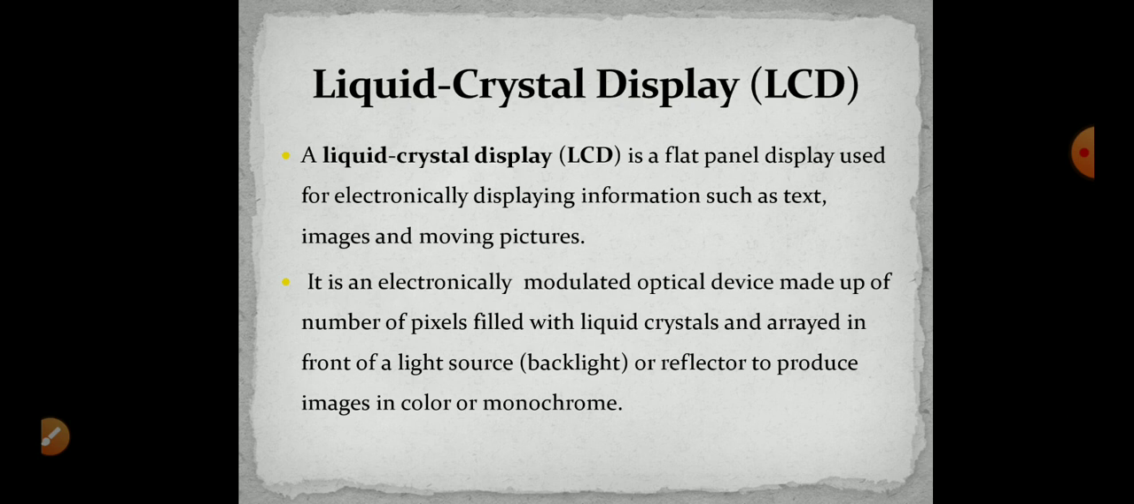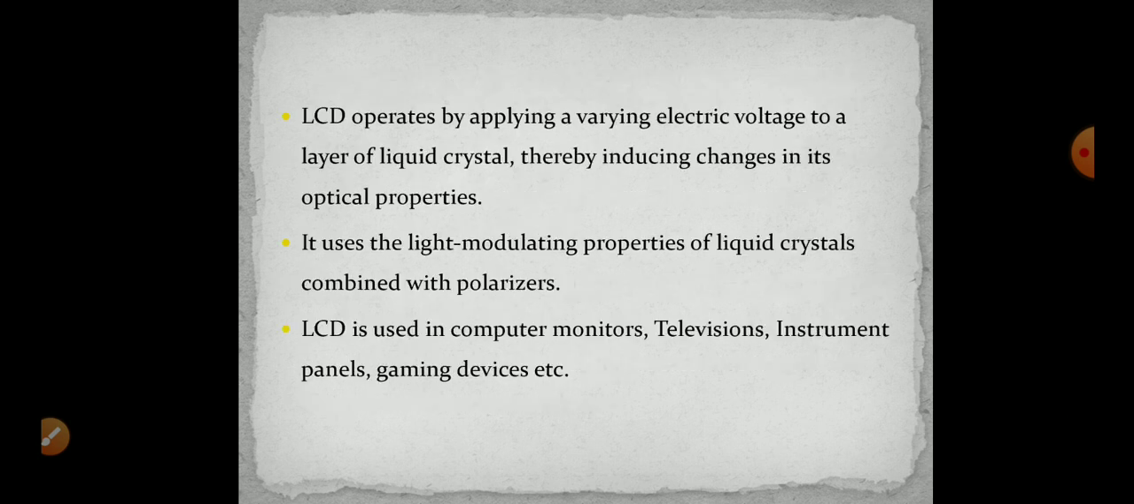Here the LCD panel is placed in front of the light source, meaning the backlight or reflector, which produces the images in color or monochrome. Monochrome means the grayscale distribution. Mainly black and white colors come under monochrome images. Black and white means shades of gray level, and in color different ranges of colors are available. So basically LCD is an electronically modulated optical device. It's made up of a number of pixels filled with liquid crystals and arrayed in front of a light source to produce images in color or monochrome. Both types of images are available, color and monochrome.